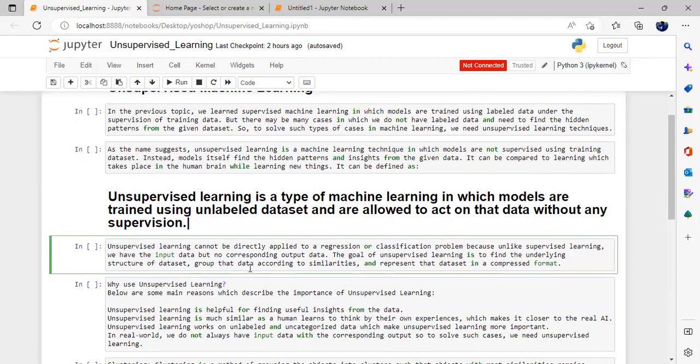No issues. So the next is unsupervised learning, which cannot be directly applied to a regression or classification problem, because unlike supervised learning, we have the input data but no corresponding output data. The goal of unsupervised learning is to find the underlying structure of the data set, group that data according to similarities, and represent that data set in a compressed format. As we saw, clustering is all about the similarities.